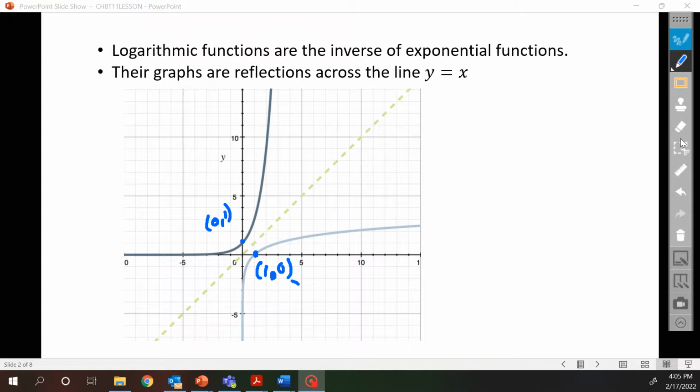Another way to think of this is that the graph is reflected across the line y equals x. That's the line where all the x and y values are the same. So most exponential graphs will look like this one on the bottom here. Basically, a reflected version of an exponential.